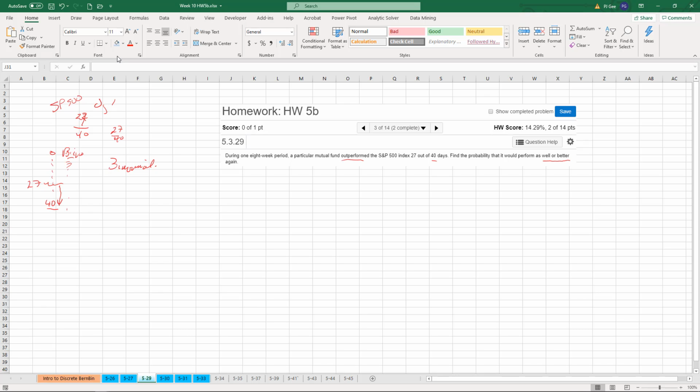Okay, so what we have to remember is the binomial function in its cumulative form, when we put true at the end, it's summing events. It's summing from the beginning, though. It sums from 0, 1, 2, 3, 4, 5, 6, all the way up to 26. So we want to take 1 minus the cumulative probability that it could have been 0, 1, 2, 3, anything up to 26.